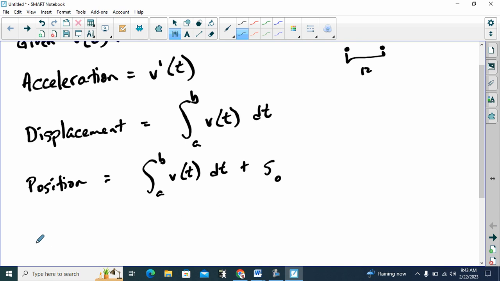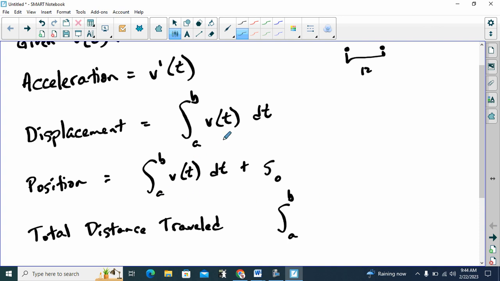And then the other most common problem that is on there is if it asks us for the total distance traveled. Total distance traveled. I'm given a velocity and I need a distance. Distance, that sounds like the integral of velocity. So we are going to integrate from A to B.